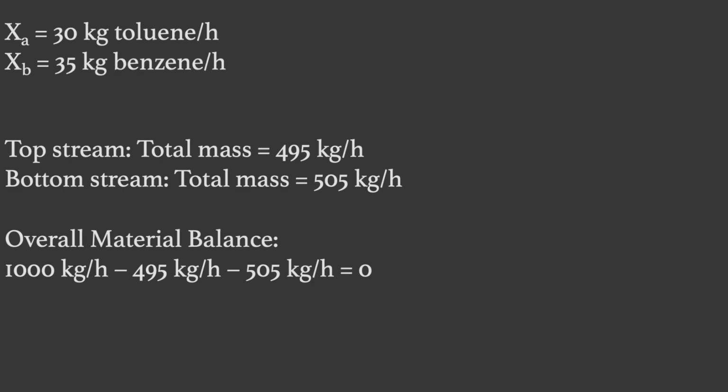So just to go ahead and check, we're going to plug all our stuff back into the overall mass balance. Our top stream total mass is 495 kilograms per hour, and our bottom stream total mass is 505 kilograms per hour. Using our overall material balance, 1,000 kilograms per hour in, minus 495 kilograms per hour out in the top stream, minus 505 kilograms per hour out in the bottom stream is equal to 0. Our mass balance balances, and all is well with the world.